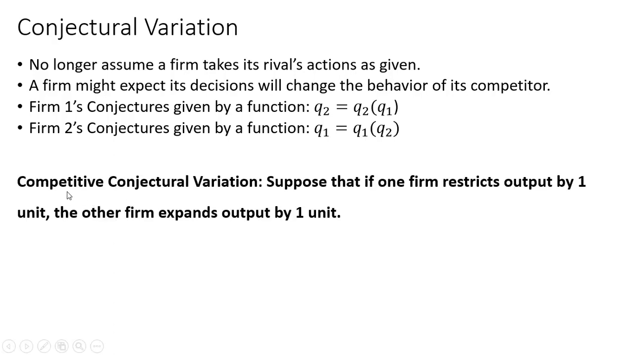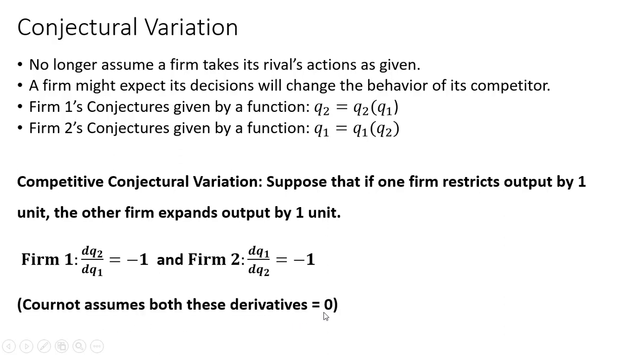So we're going to assume competitive conjectural variation, which means that if one firm restricts output by 1 unit, the other firm will counteract that by expanding output by 1 unit. That means that the derivatives of these functions given up above will be minus 1. So again, if firm 1 increases output by 1 unit, firm 2 will reduce its output by 1 unit, so we get the variables moving in opposite directions, so a minus 1 sign on the derivatives. Cournot assumes both these derivatives are 0. Cournot assumes that a firm takes its rival's actions as given.